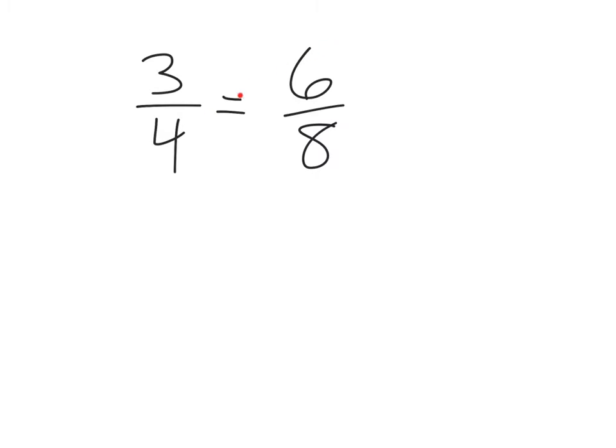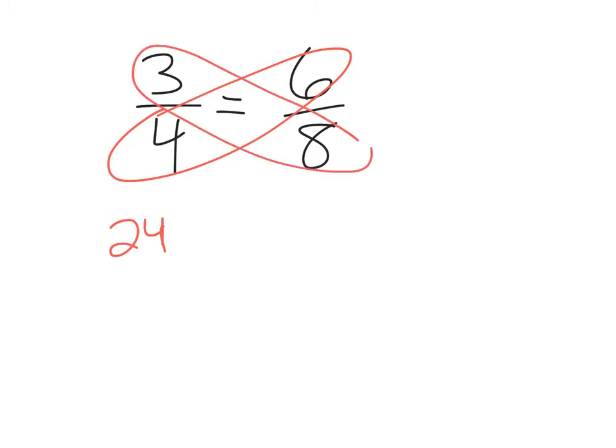And it doesn't matter what side you multiply first. I can multiply 6 times 4 first or 3 times 8 first. It does not matter. The idea is to get the same answer. And you can probably see here that that's what's going to happen. If I multiply 6 times 4, I get 24. If I multiply 3 times 8, I get 24. As long as those two problems produce the same answer, it's a proportion.